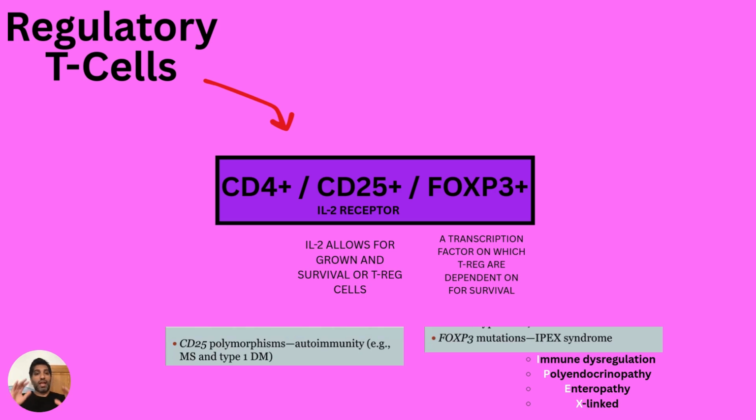Okay, so if any of those 3 things get messed up, the regulatory T cell is not going to work. In Dr. Sattar's lecture, he talks about CD25 polymorphisms, and this to me is extremely important. CD25 polymorphisms, meaning your CD25 receptor has a different genetic code, makeup, looks different, can lead to autoimmune disorders. So autoimmunity, people who get multiple sclerosis or type 1 diabetes.